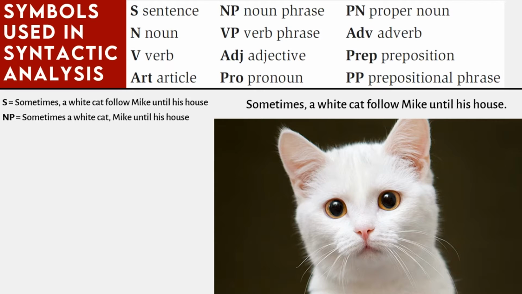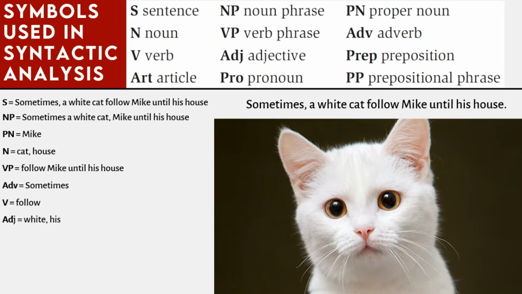Yes. Now let's continue. Do you have any proper noun? Of course, Mike. Remember, all names are considered a proper noun. Remember that. Then, do we have any noun? Of course, cat and house. Do we have any verb phrase? Yes, followed Mike until his house. Do we have any adverb? Yes, sometimes. Do we have any verb? Yes, followed.